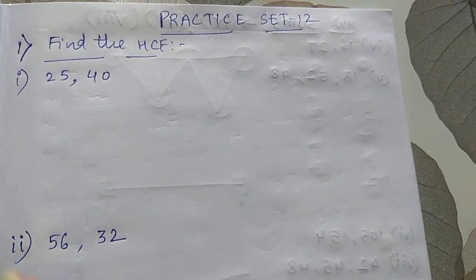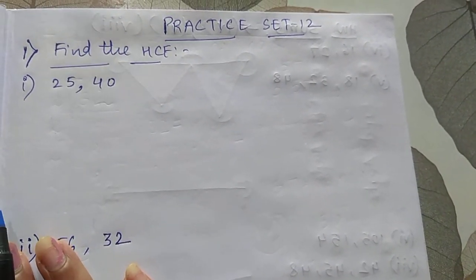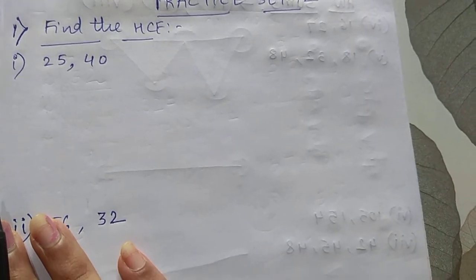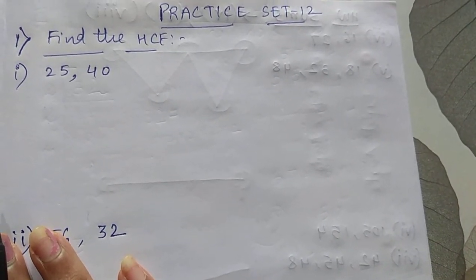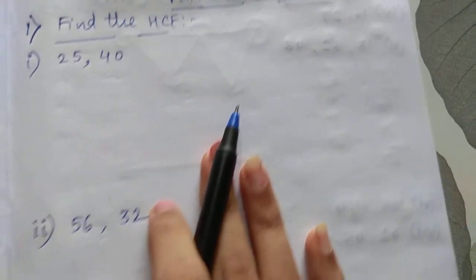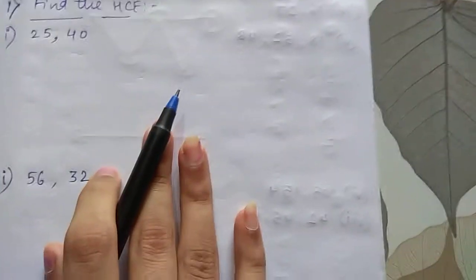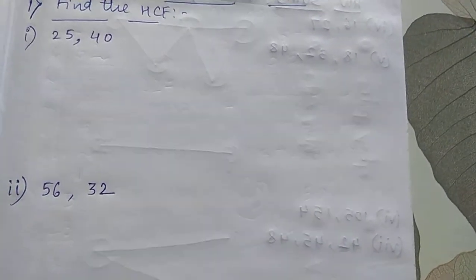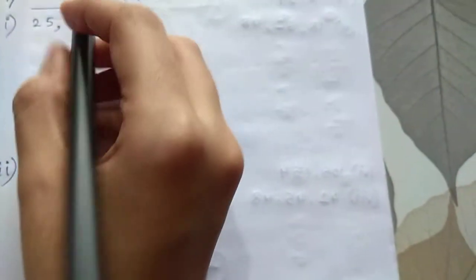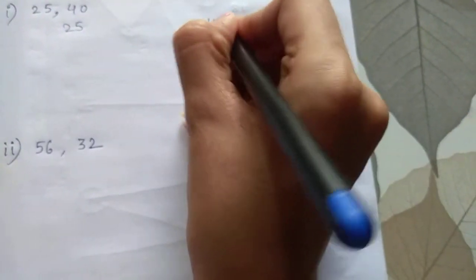Now next, practice set 12, we have to find HCF. HCF we will be finding using the factorization method. The very first thing we will be doing is to factorize both the numbers given in the sums. First is 25 and 40.